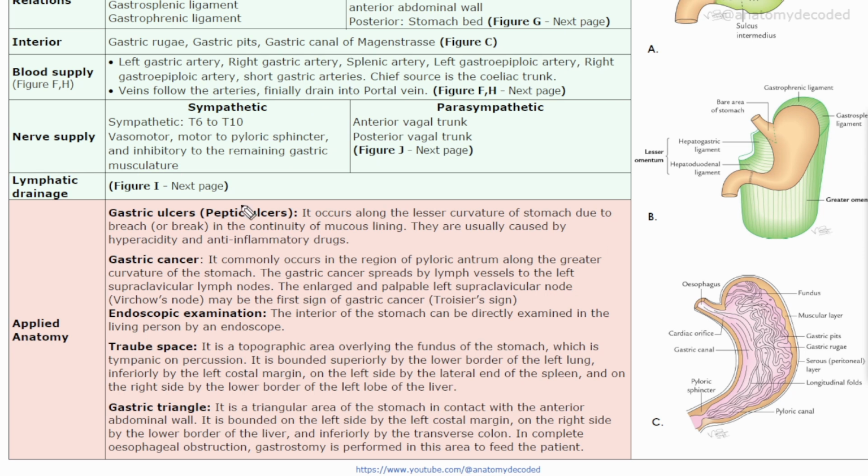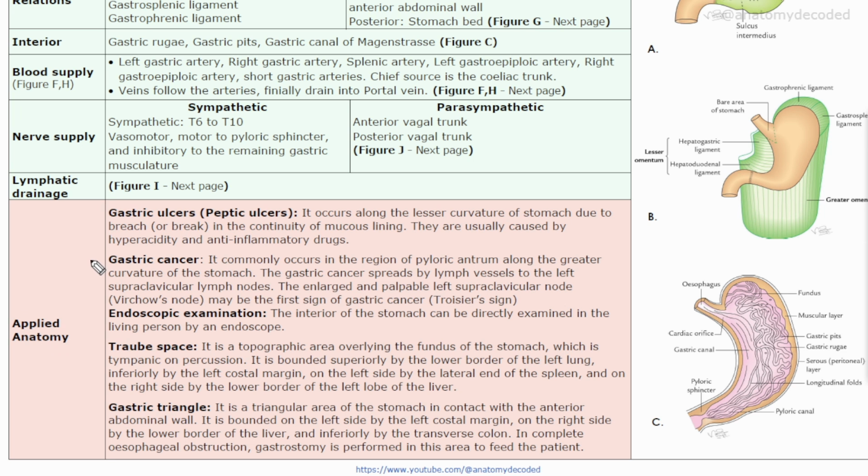Okay, then lymphatic drainage also, there is a diagram that we'll be seeing. Okay, and there are multiple applied anatomy topics related to the stomach. Let's see them. Gastric ulcers, also referred to as peptic ulcers, occur along the lesser curvature of the stomach due to a break in the continuity of the mucous lining. They are usually caused by hyperacidity and anti-inflammatory drugs.